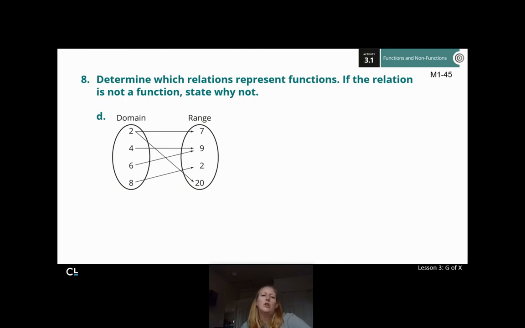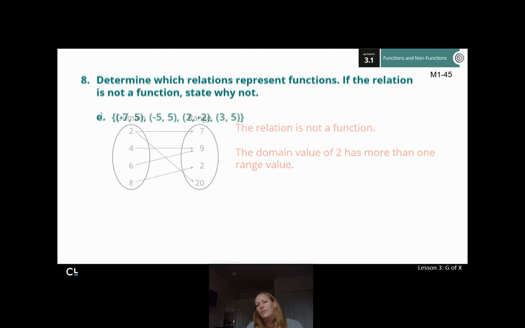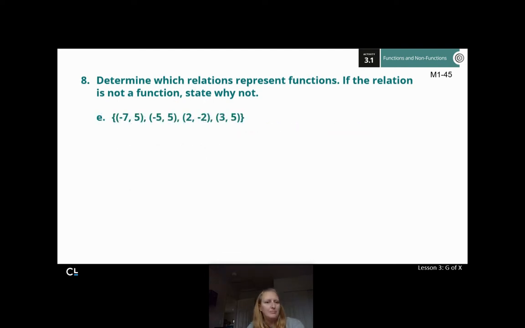D. Determine if this is a function. No, this relation is not a function. 4 is cool, 6 is cool, 8 is cool. The problem is that number 2 right there. Notice if you plug in a 2, you could get an answer of 7 or 20. No good. We said that for your inputs, for your domain, you should only get one output, one range value. The domain value of 2 has more than one range value, so it's not a function because you got greedy. It's not cool.